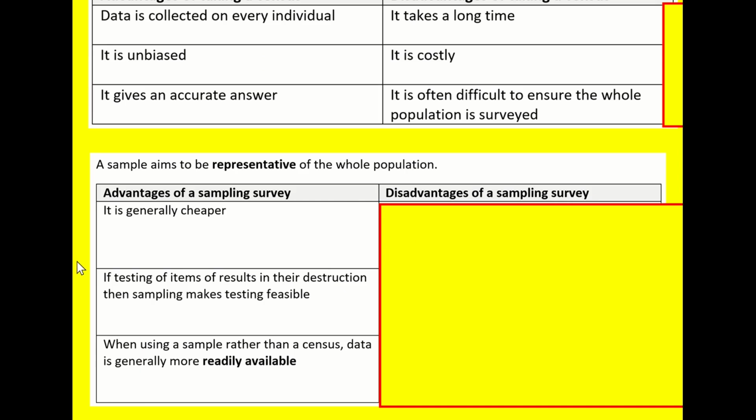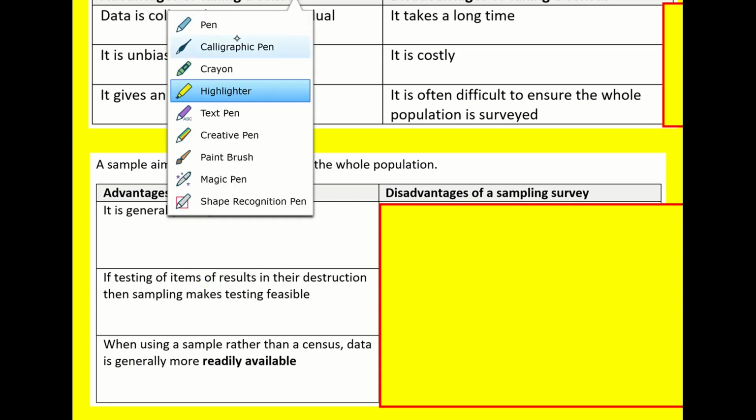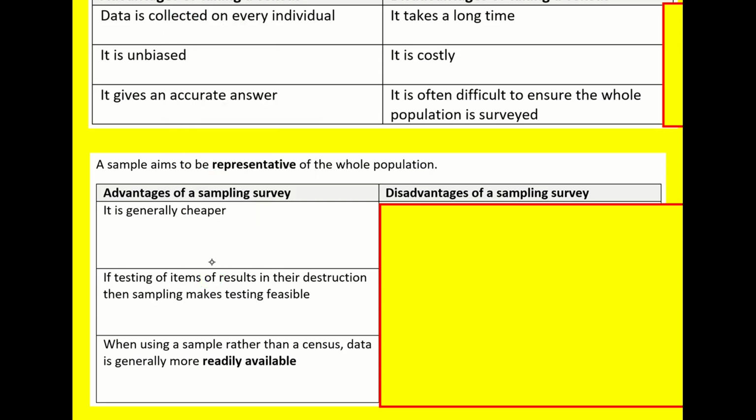If the testing of items results, there's a slight misspelling there. Okay, why am I highlighting it? There's a slight misspelling. That should be, if testing of items results in their destruction, then sampling makes tests feasible. Okay, let me explain that.